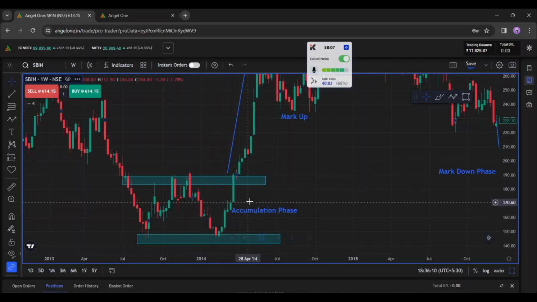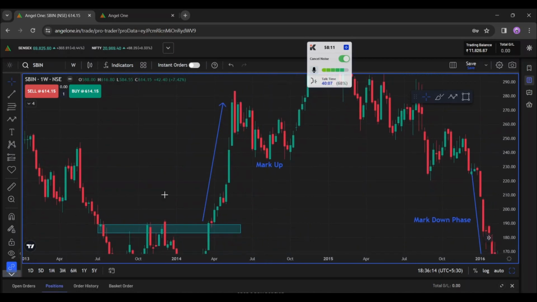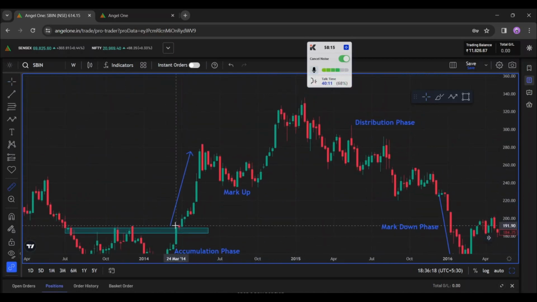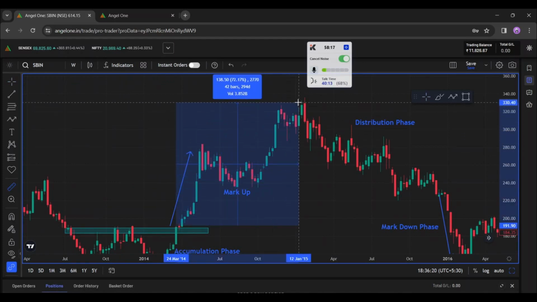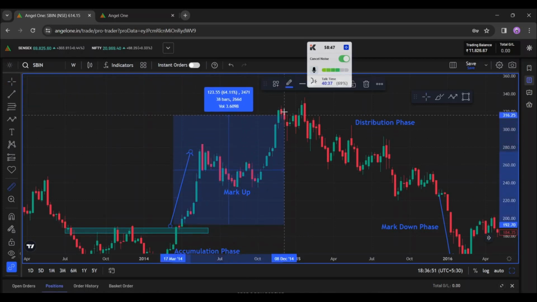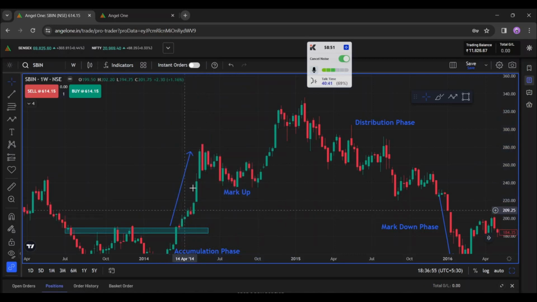After this accumulation phase, you can see the markup phase, right? You are able to see a huge rally towards the upside, and that rally is called the markup phase. You can see almost a rally of 70%, right? This is where the momentum players kick in. The market starts making higher highs and higher lows, and you can see a strong uptrend.